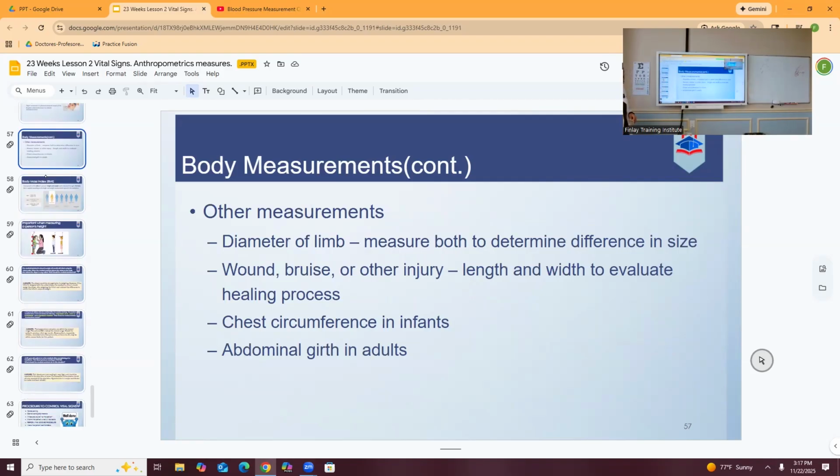Other kinds of measurements that you might do, depending on what kind of clinic you work in, are the diameter of limbs, for example, the size of the arm or the legs. If you work in a wound care office, they're probably going to ask you to measure wounds or any injury to make sure that it's getting better. Chest circumference in infants: they're going to ask you to measure the chest if there's any discrepancy between the abdominal cavity and the thoracic cavity.